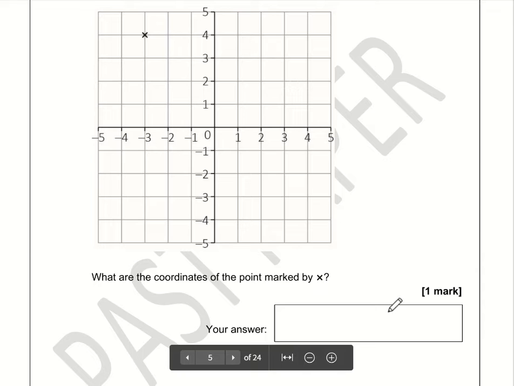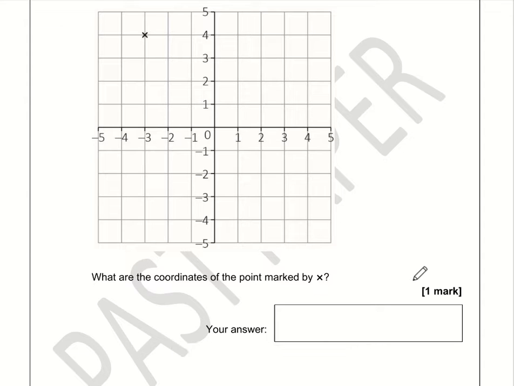2C, it's simply what are the coordinates of the point marked by X. So remember, we go along the corridor and up the steps. So we go horizontally, then vertically. So we're going horizontally to -3 and then up to 4. So it's -3, 4.